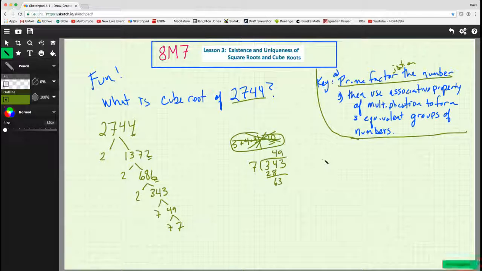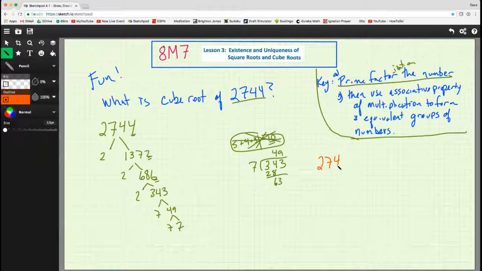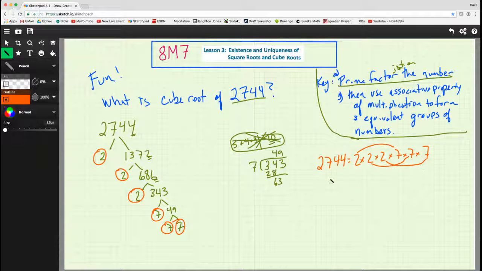So prime factorization says, let's do this in a different color because we've actually done some cool work so far. 2,744 equals, let's circle our prime factors, 2 times 2 times 2 times 7 times 7 times 7. Now the key thing to do is to use the associative property to form 3 groups of numbers that are all the same. I can see a 2 and a 7, a 2 and a 7, and a 2 and a 7. So using the associative property of multiplication, 2,744 equals 2 times 7 times 2 times 7 times 2 times 7.